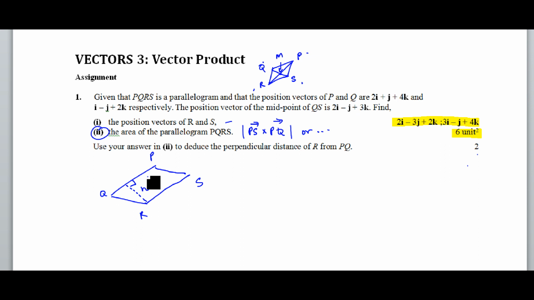So area is already 6. And how do you find area? Area must be actually PQ times H. Am I right? So no big deal. You can find the mod of PQ, and therefore H is equals to 2. Okay, because you found area is 6. Question 1 is easy. Let's take a look at question 2.